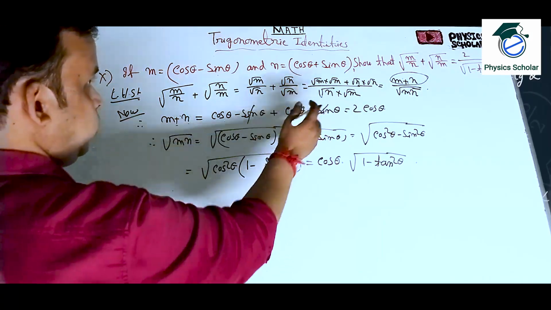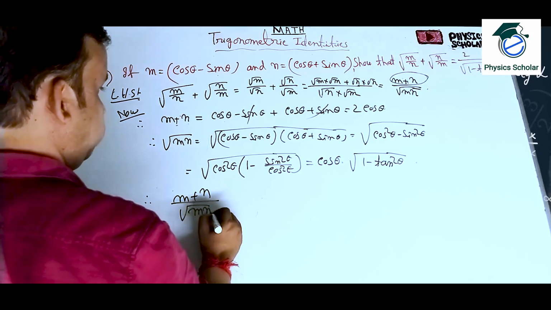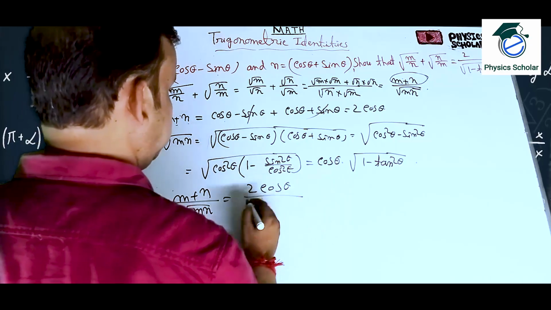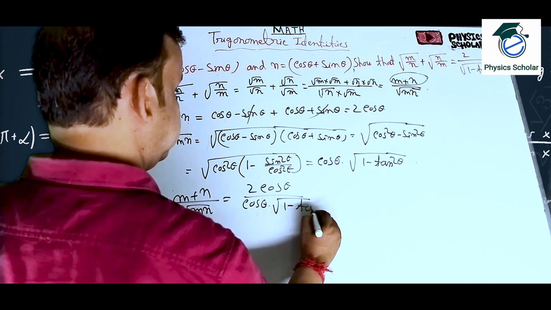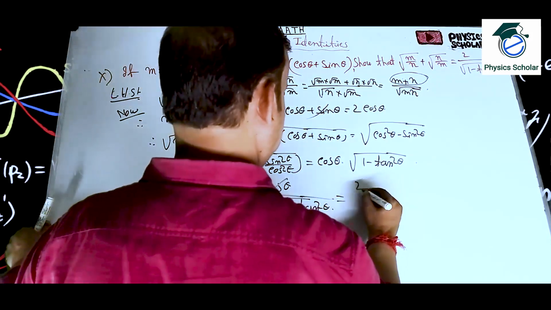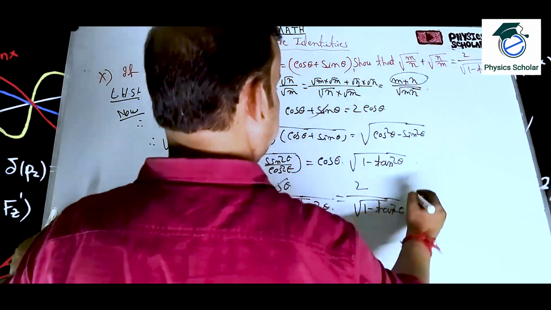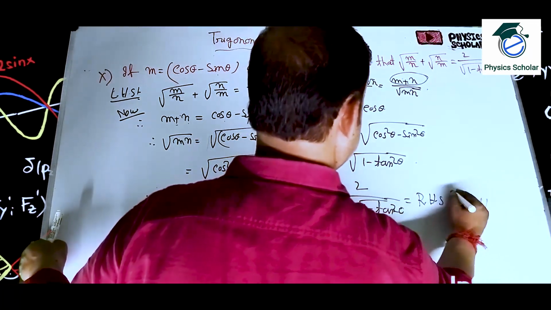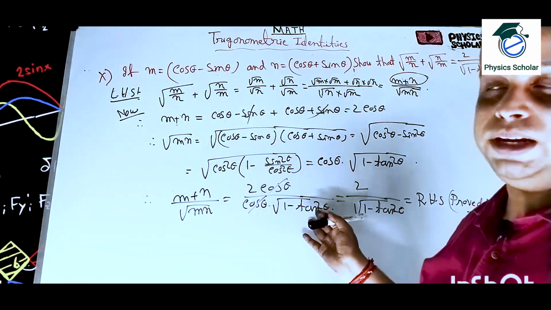Now what is there? m plus n by root over mn. What is m plus n? 2 cos theta. 2 cos theta divided by root over mn, which means cos theta into root over 1 minus tan square theta. Clear? So this will be cancelled, and it is equal to 2 divided by root over 1 minus tan square theta. So that is what we have to prove, equal to RHS, proved. Clear? This is also a very important sum for the board exam.